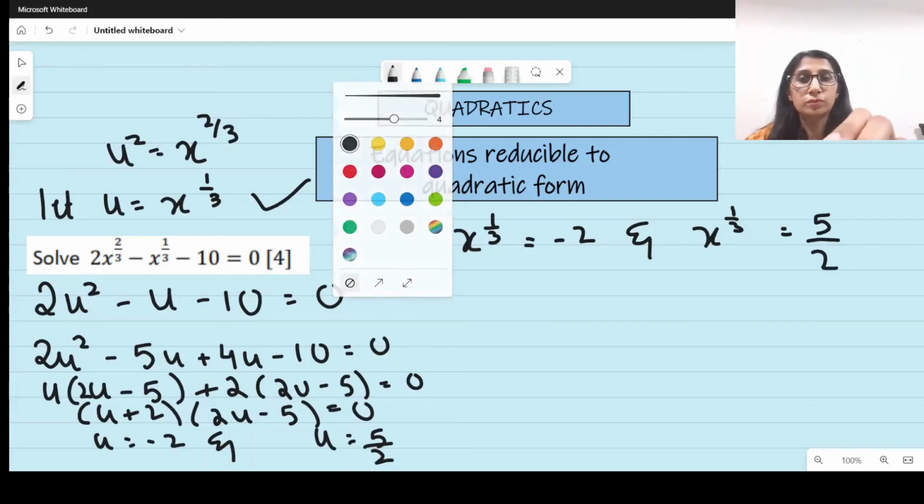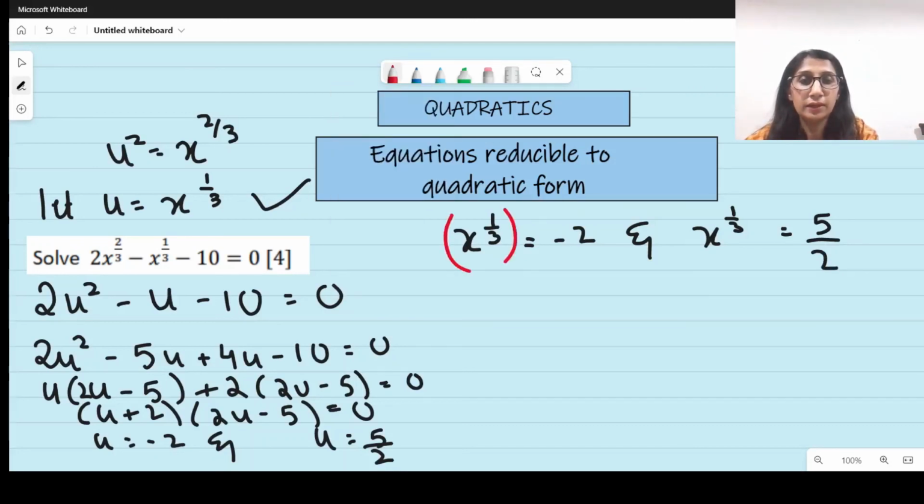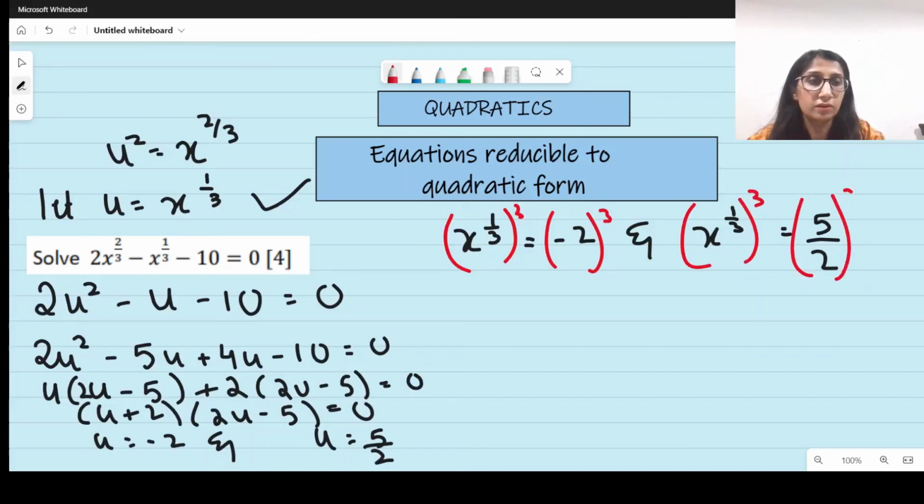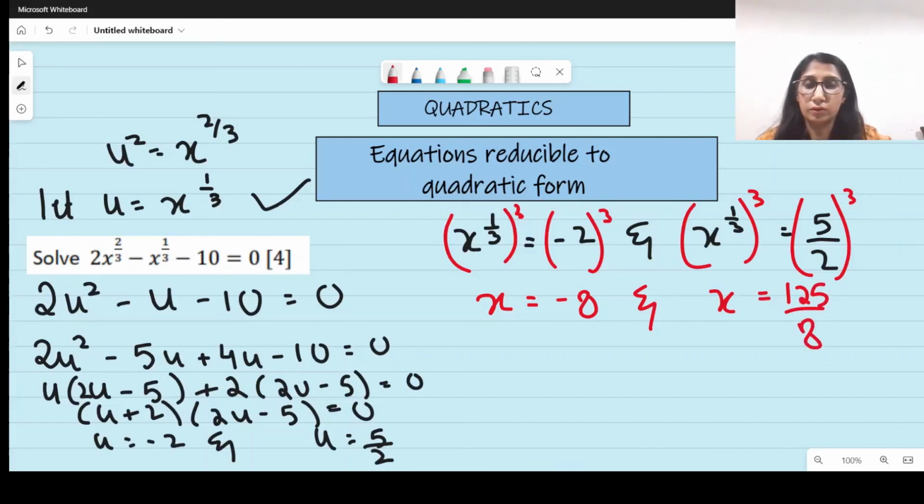Now to get rid of the power 1 over 3, we'll have to multiply 3 in the power. So basically take cube on both sides. So this becomes x equals minus 8, and this becomes x equals 125 over 8. So these two are the answers for the given equation.